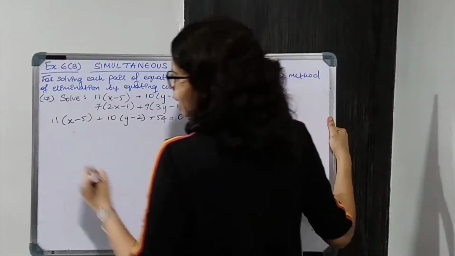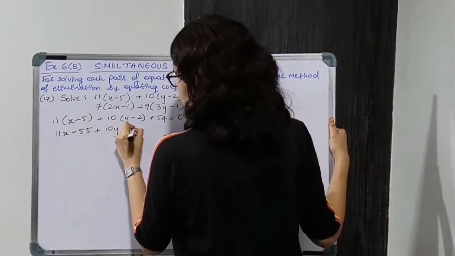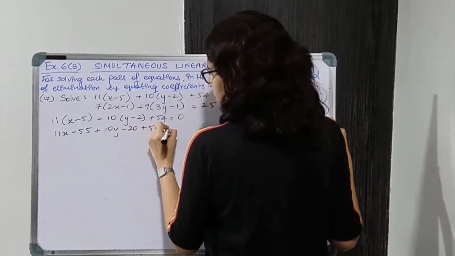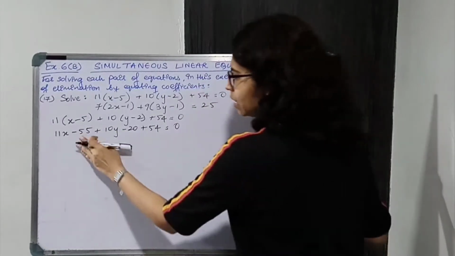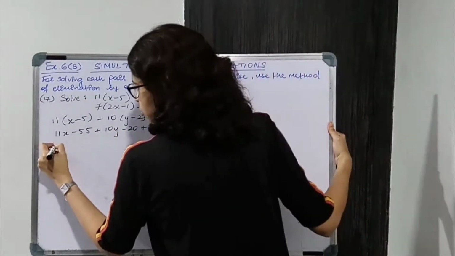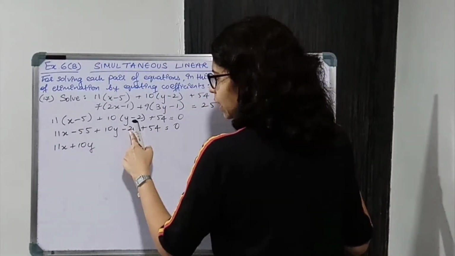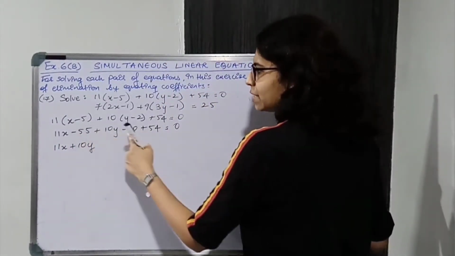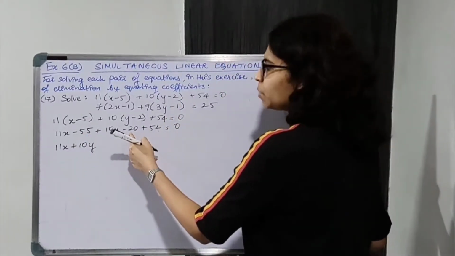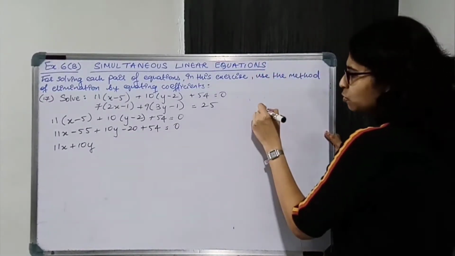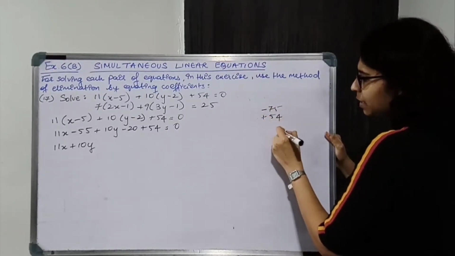So let's open the brackets. 11x minus 55 plus 10y minus 20 plus 54 is equal to 0. Let's shift x and y on one side and let's solve these numbers. So 11x plus 10y minus 55 minus 20. So minus minus, we are going to add these numbers. So that will give minus 75. Okay. Minus 75 plus 54. So minus 75 plus 54. That is, we'll just subtract 75 minus 54.